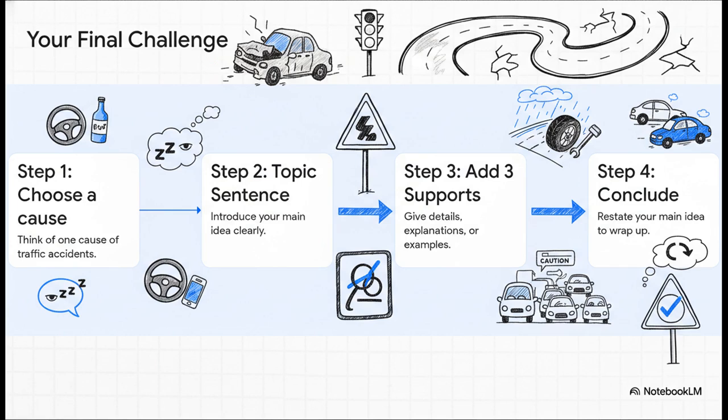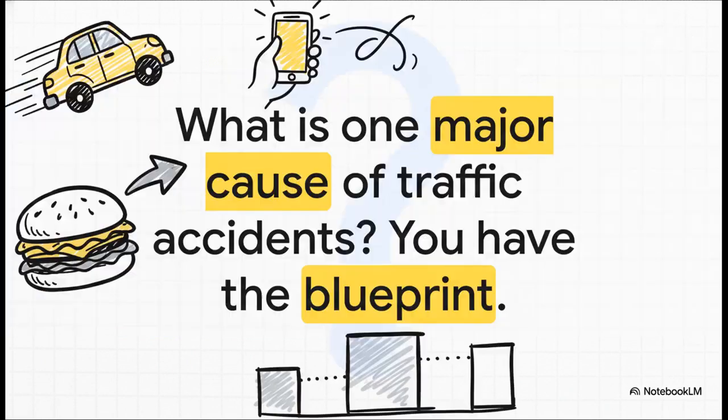And for your final challenge, you're going to build a whole paragraph completely from scratch. The topic? Causes of traffic accidents. All you gotta do is follow these steps. Write a topic sentence, add about three supporting sentences, and then nail it with a strong concluding sentence. So what's it gonna be? Speeding, texting and driving? You now have the simple, powerful hamburger blueprint. You know all three essential parts. So the only question left is, what are you gonna build?